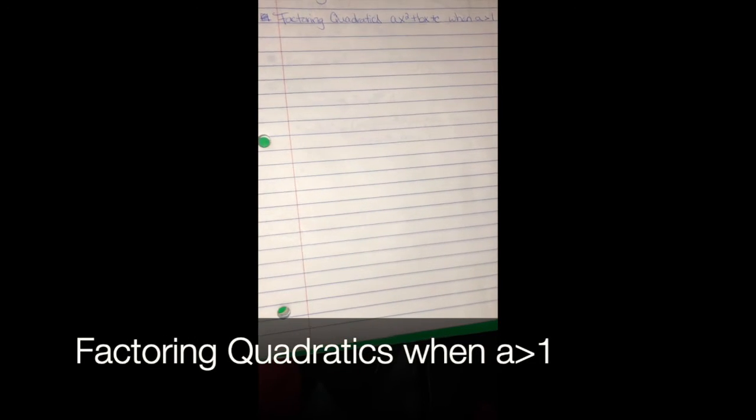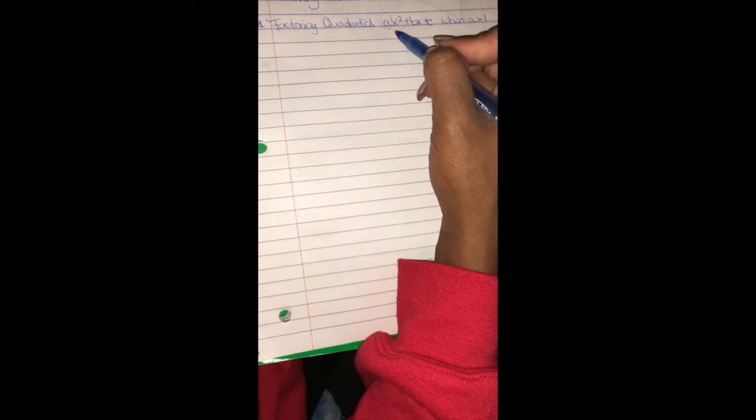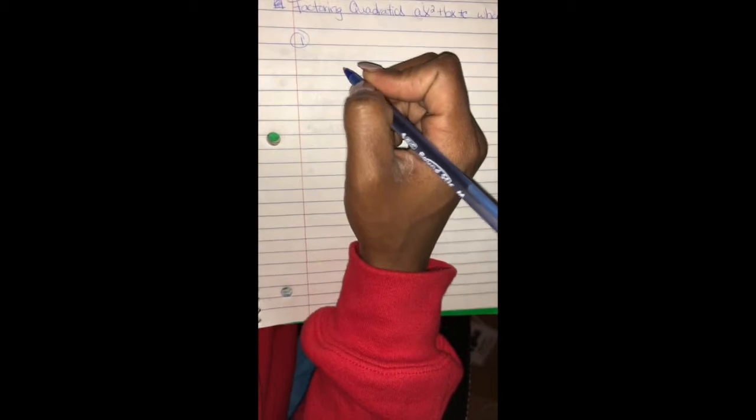So here I'm going to factor quadratics in the form of ax squared plus bx plus c when a is greater than 1. Remember, when we're talking about a, we're talking about the coefficient of x squared. Of course, in the first example, let's say I have 5x squared plus 20x plus 20.